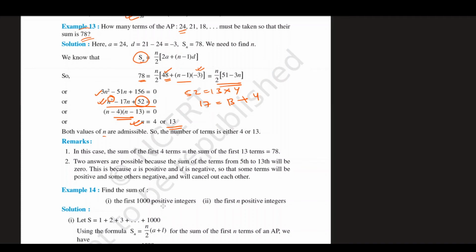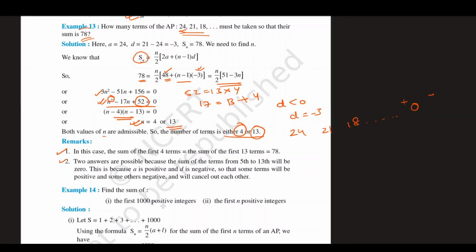Now why are these two values coming? See, this is a decreasing AP. Decreasing AP means its d is less than 0, because its d is minus 3. So 24, 21, 18. There will come a time when it becomes 0 or goes from positive to negative. So these two remarks are important.